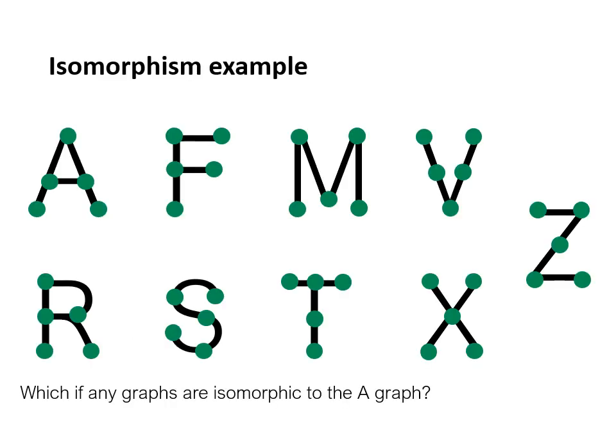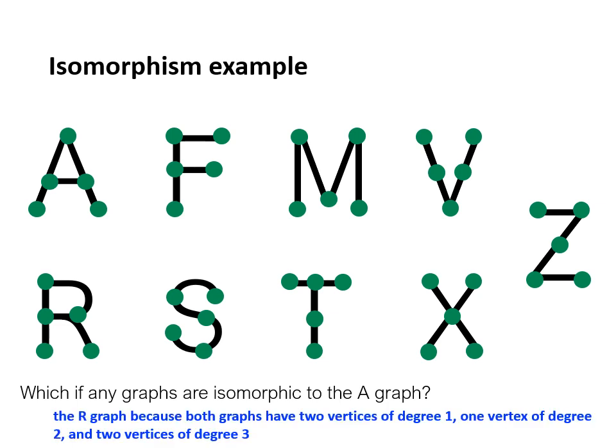Okay, coming back to our example of a number of graphs. Now we are looking for graphs that are isomorphic to the A graph. Here we can look at degrees of vertices to find which ones are isomorphic. If we go through all these graphs, we will notice that the R graph is isomorphic to the A graph because both graphs have 2 vertices of degree 1, 1 vertex of degree 2, and 2 vertices of degree 3. Okay.